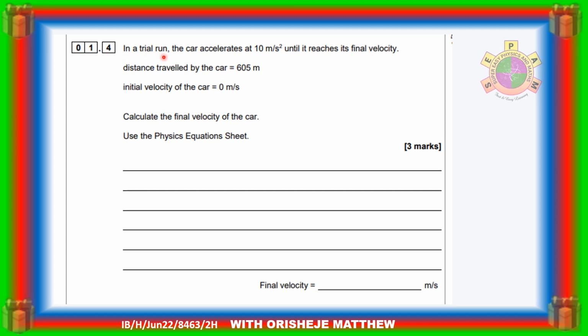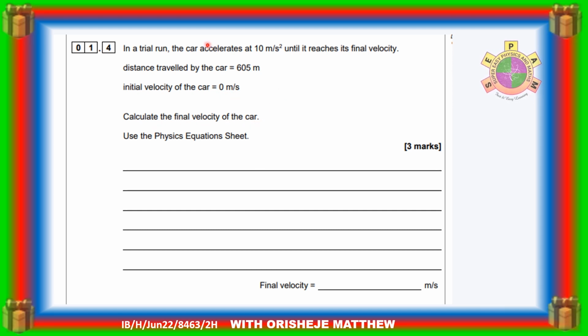In a trial run, the car accelerates at 10 meters per second squared, so not up to the maximum acceleration, until it reaches its final velocity. The distance traveled by the car is 605 meters. The initial velocity of the car is 0, that is, it started from rest. Calculate the final velocity of the car.